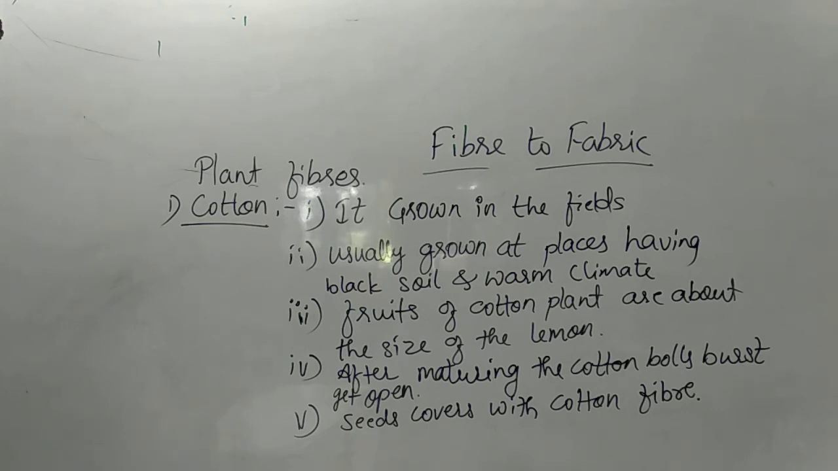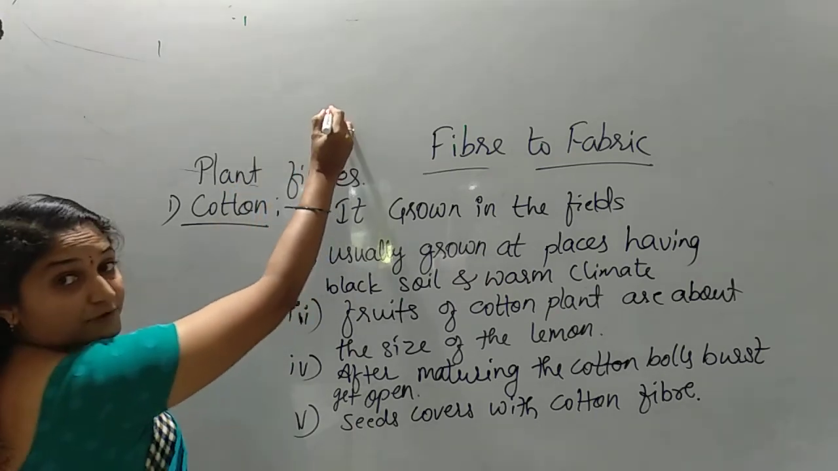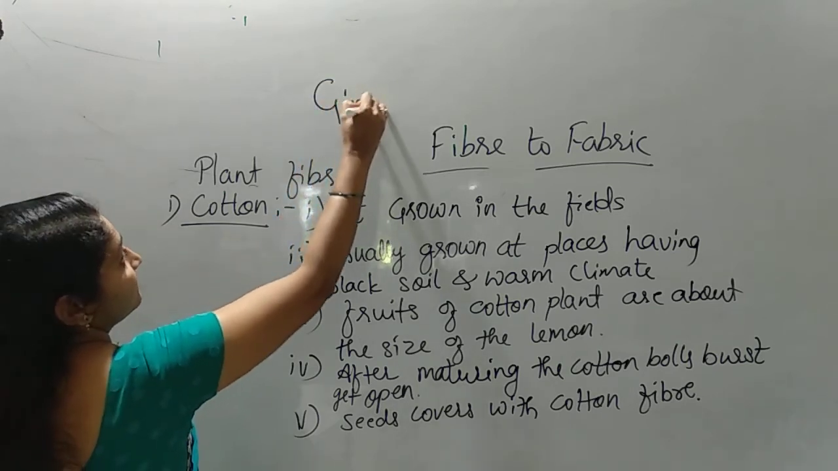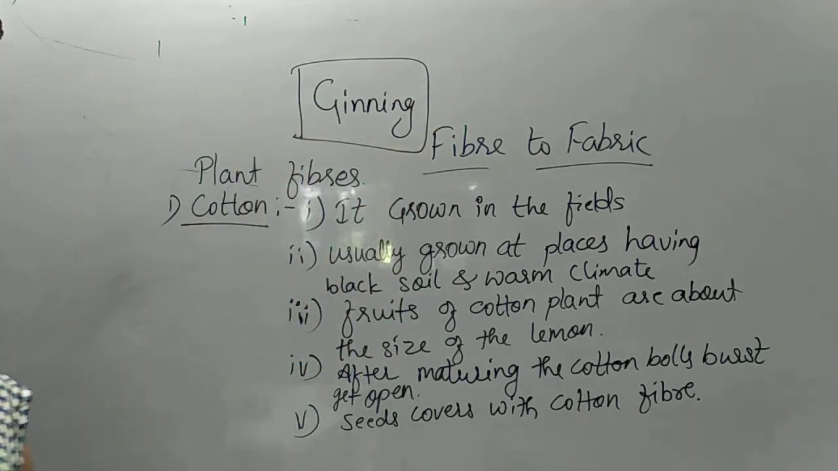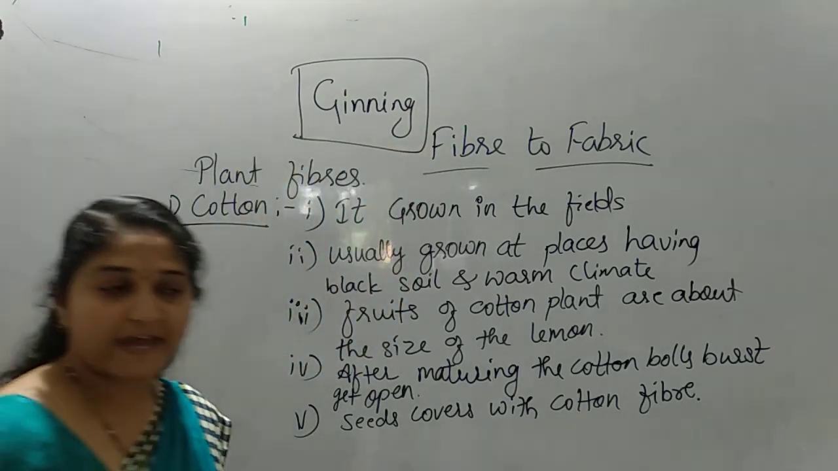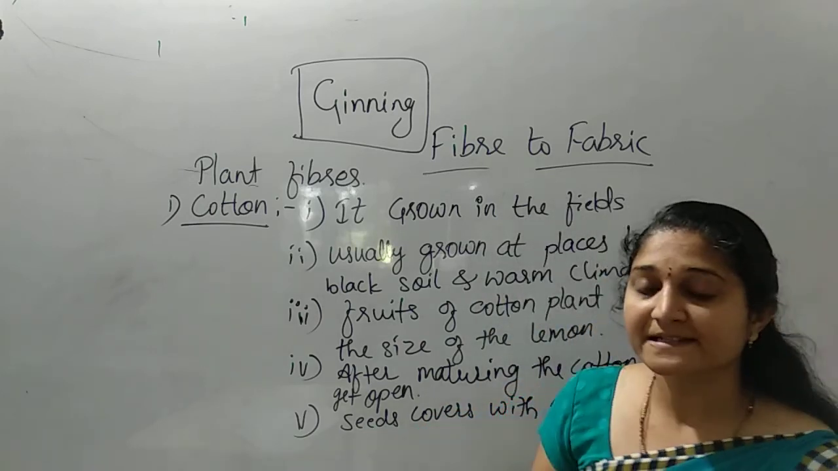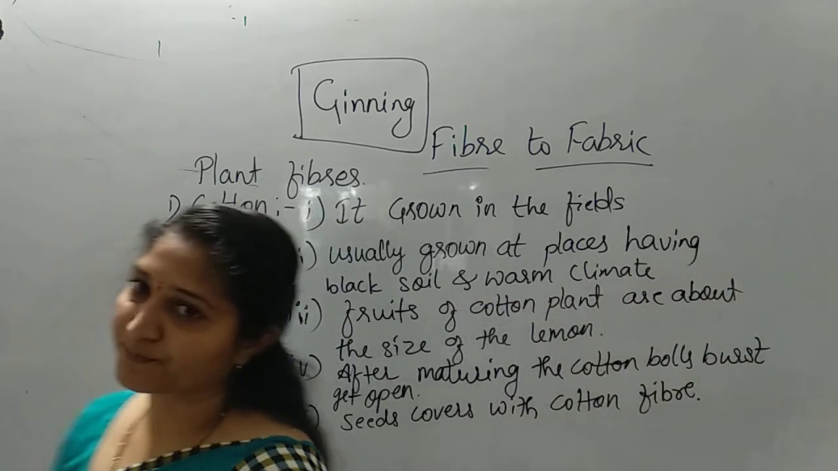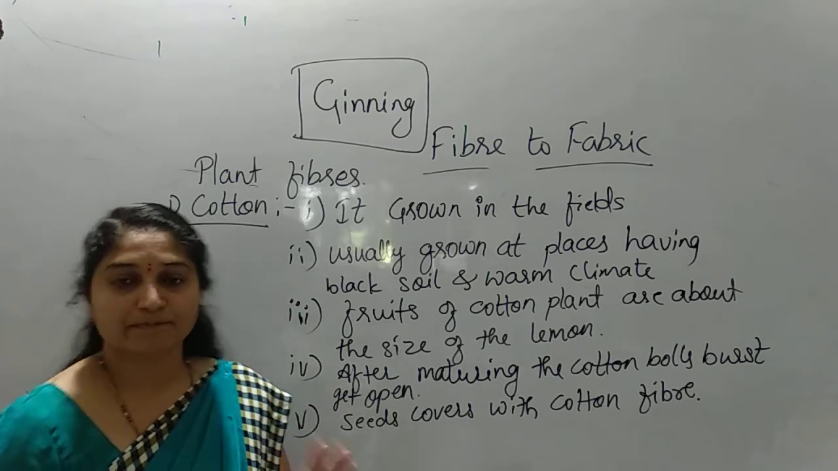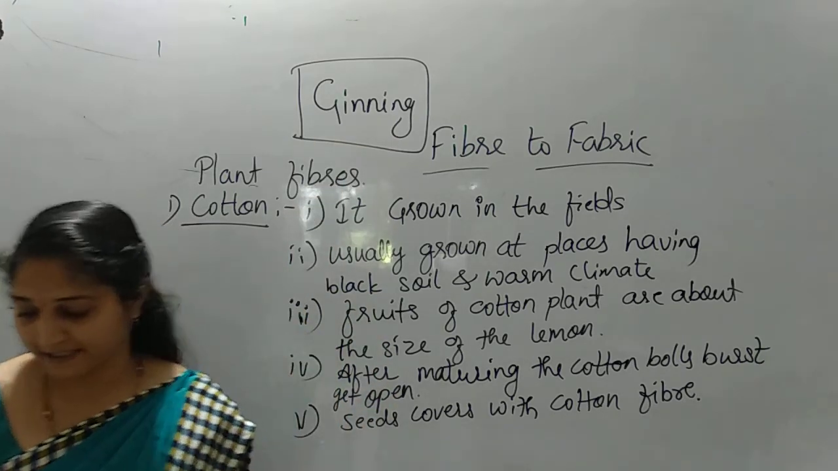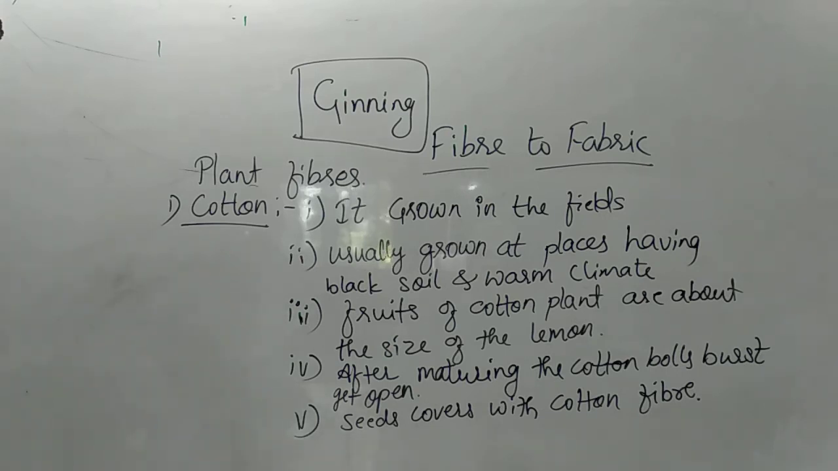This process is called ginning. So there is one process, and what is that process? That process is ginning. Ginning is a process where seeds are separated from the cotton fiber, and that process is known as ginning. Okay, here first, what happened?